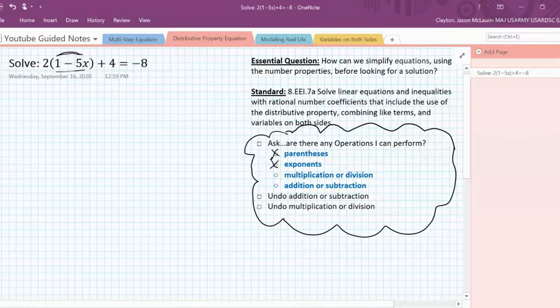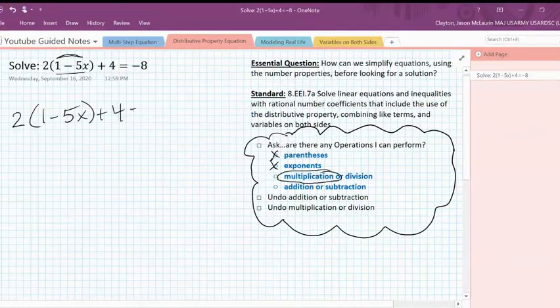I'm going to rewrite my equation. 2(1 - 5x) + 4 = -8. When I distribute, remember that my value outside touches everything inside. 2 times 1 is 2. Negative 5x times 2 is negative 10x. I now bring down everything else. Plus 4 equals negative 8.